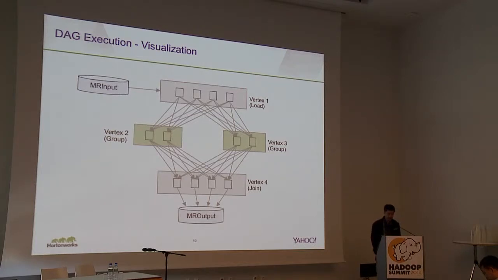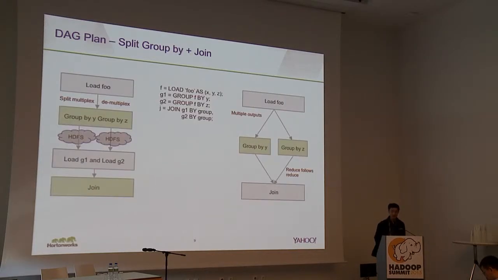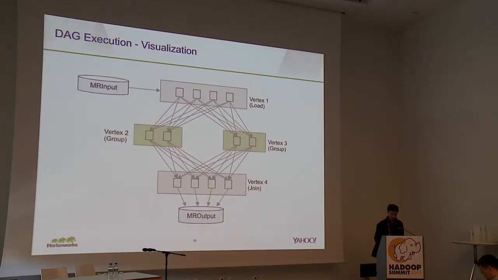So let's take a deeper look at the Tez DAG to see what exactly happens for a Tez plan. This is the Pig script we just talked about. We have 2 group by, and after that we do a join. Vertex 1 loads the input data from HDFS just once. And just like MapReduce, it will partition the data and send it to the output vertices.